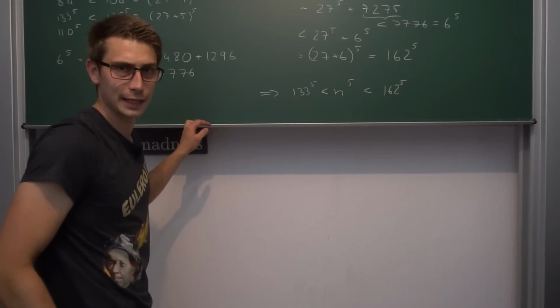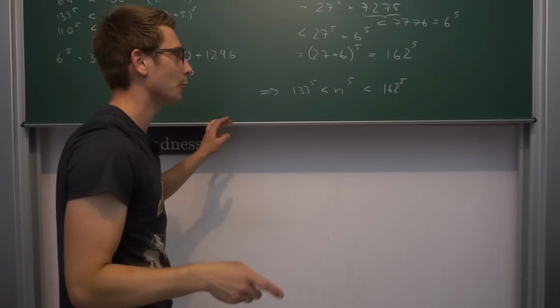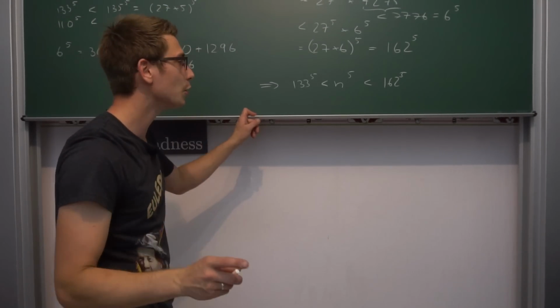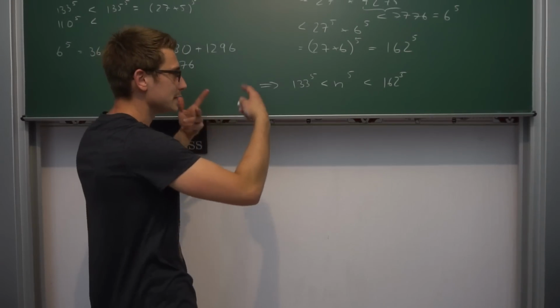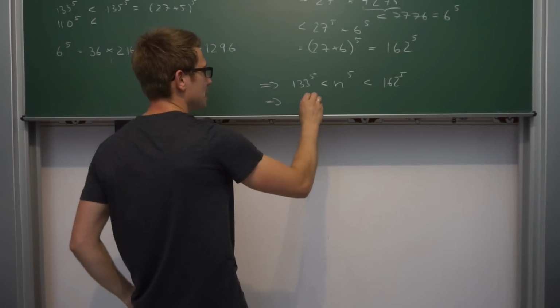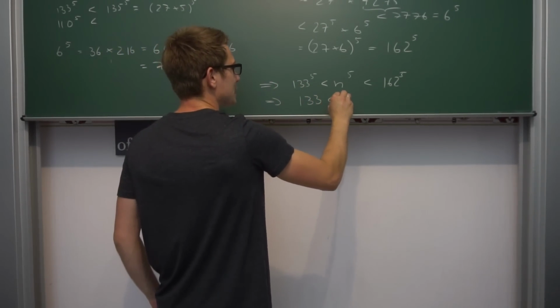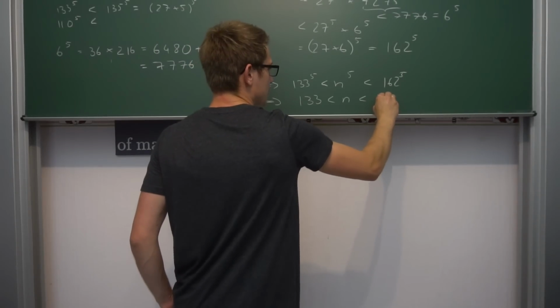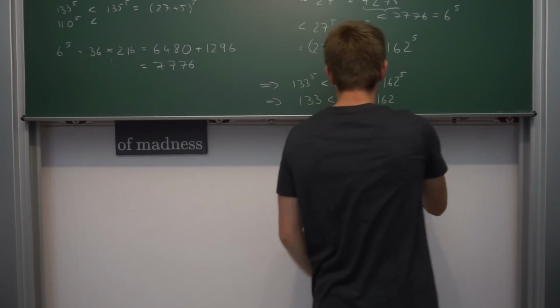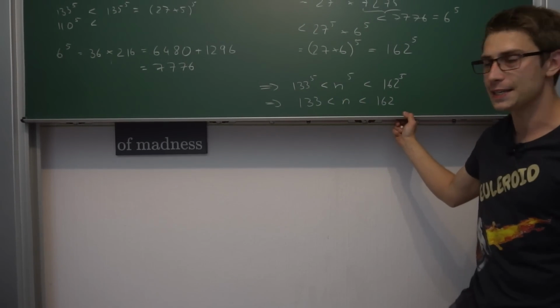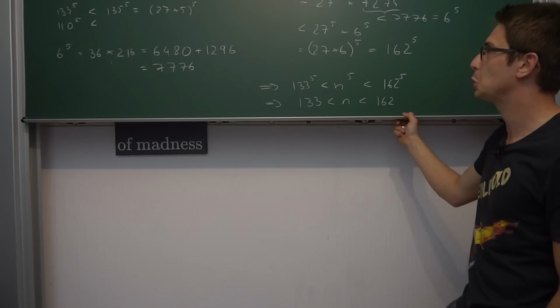There was a lot of mental calculation, but it's going to work out nicely at the very end. There was a lot of work initially, but it's going to make our life easier. Because the 5th power is strictly increasing, we can use the 5th root on both sides, giving us 133 is less than n, which is less than 162. So we now have a total of 28 numbers that we could check.